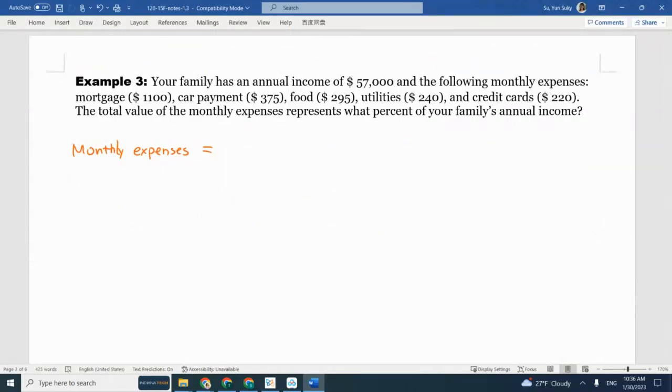We calculate the monthly expenses. That includes mortgage 1,100, and then 375, 295, 240, 220. Okay, use your calculator. Add those numbers together. What do you get?